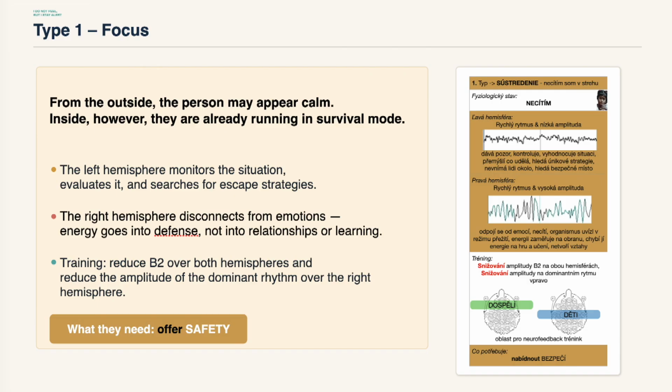For this type, neurofeedback training is particularly effective when we decrease the amplitude of beta 2 over both hemispheres, while also reducing the amplitude of the dominant rhythm over the right hemisphere only. For this training to be effective, one condition is essential: the client must experience safety. The physiological state most commonly experienced here is, I do not feel.